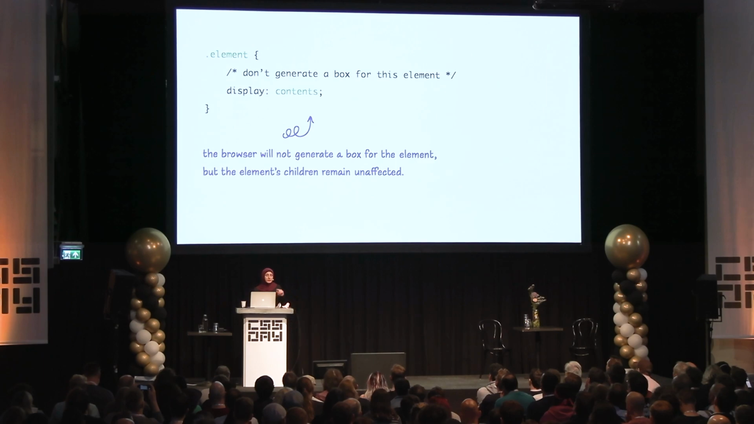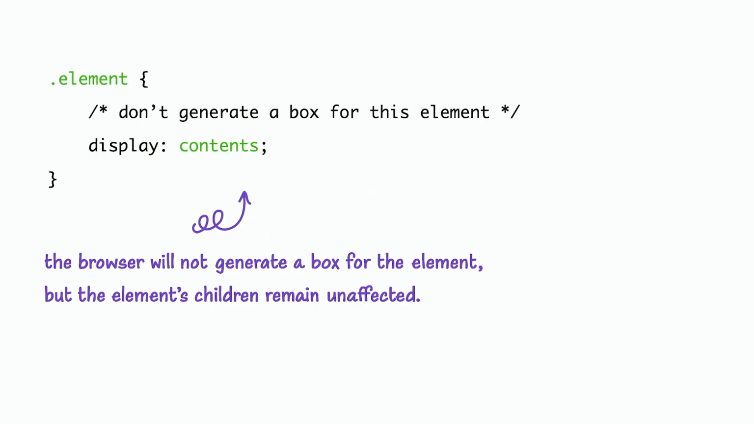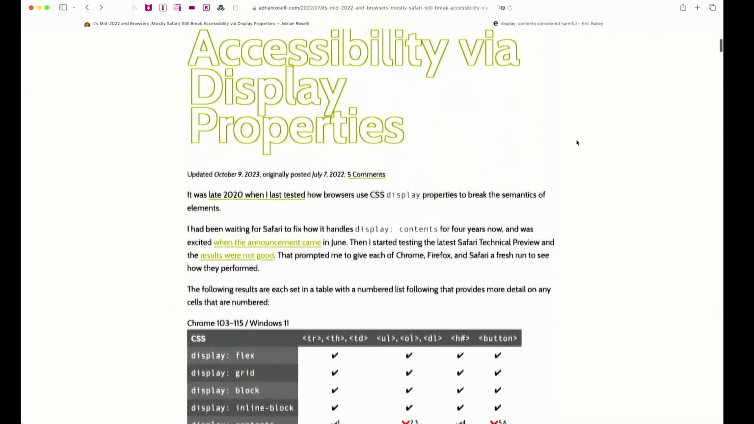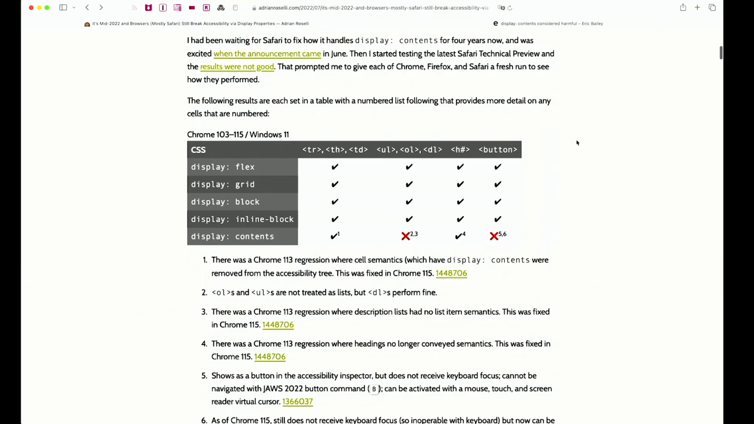Display contents is similar to display none in that it will prevent the element itself from generating a box. But unlike display none, it has no effect on the element's children. The children will still generate boxes and will not be affected by the display set on their parent. And display contents does not affect the semantics or accessibility of the element. It does not remove the element or any of its descendants from the accessibility tree. Well, at least this is the intended behavior described in the specification. The reality, however, is different. Display contents has a long history of bugs and accessibility issues across browsers that has made it practically unusable over the last few years.